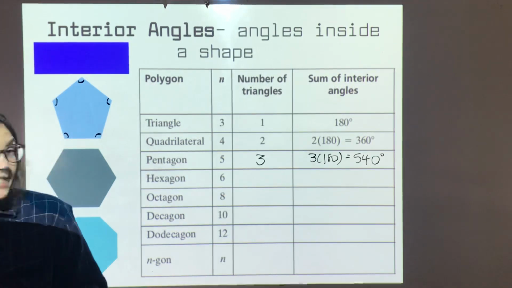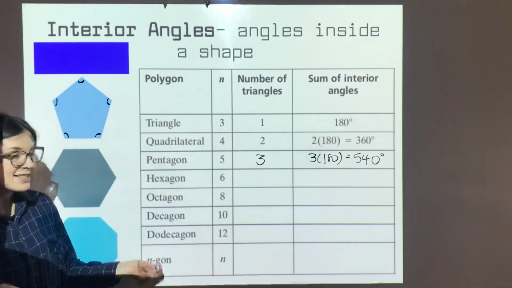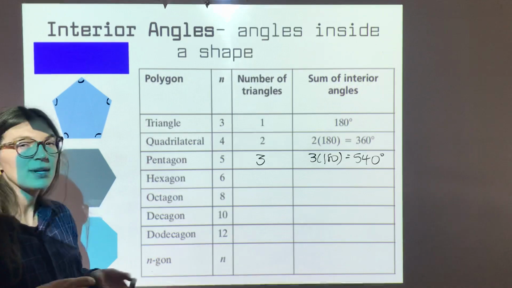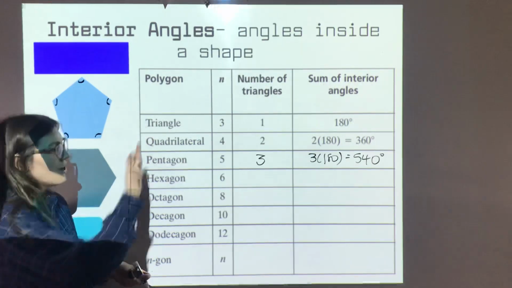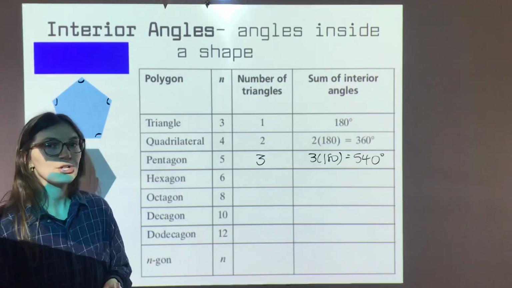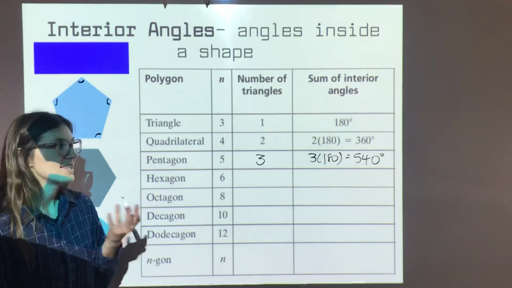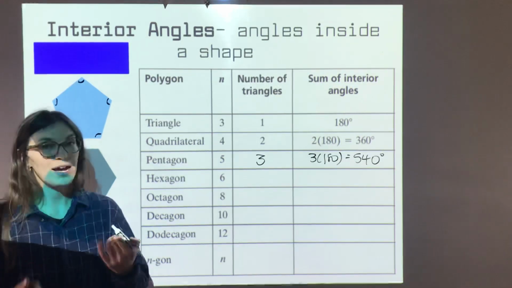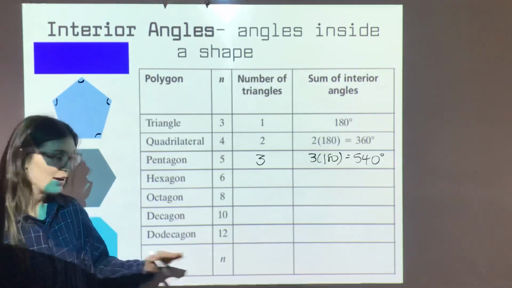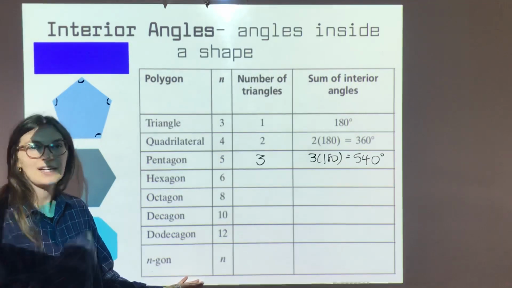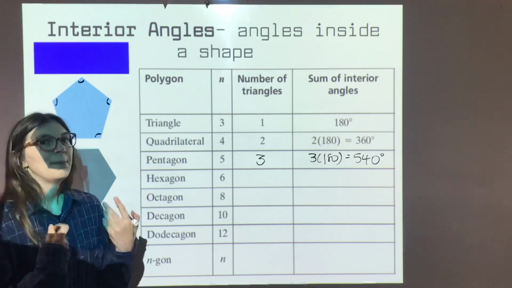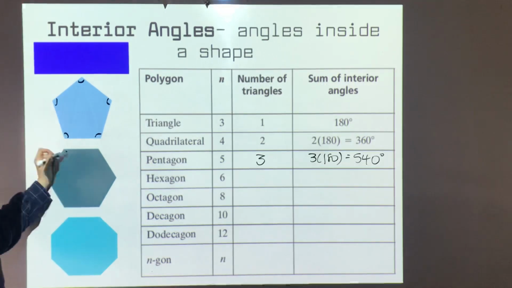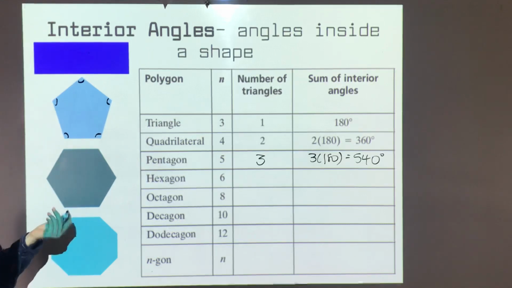I want you to pause the video and try to fill out the rest. This last one is, let's say we didn't know the number of sides, but can you find a pattern from the ones that you did before to determine the sum of the interior angles no matter how many sides I have? So go ahead and pause the video, fill this out, and think about what patterns you're noticing. But now I'll complete it. Hopefully you did pause it and tried it on your own. You could have used these to help you.